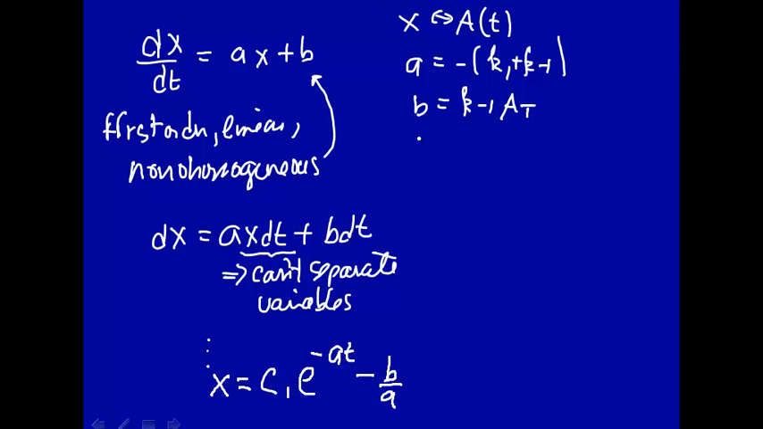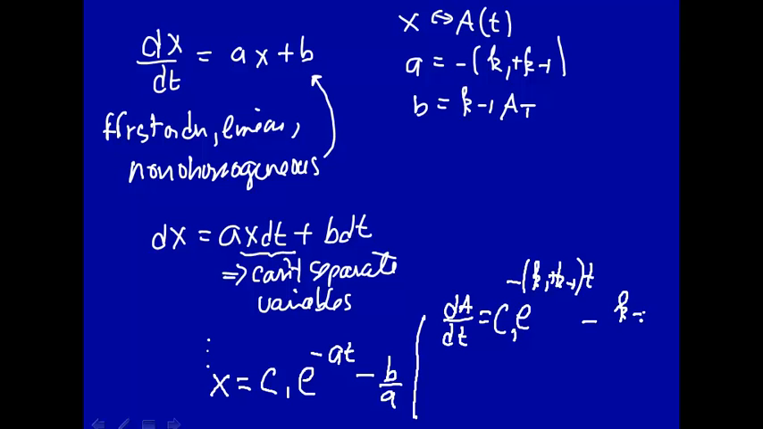And let's substitute in here for that. We'll have dA/dt. That's equal to the integration constant c1 e to the minus sum of the rate constants k1 plus k minus 1 t minus b over a, k minus 1 A total over a, so that minus and a minus will make that a plus, k1 plus k minus 1. So there is, oh sorry, what am I doing here? That is not dA/dt, we're solving it for x, duh. Let's see, so this is just concentration of A as a function of time.